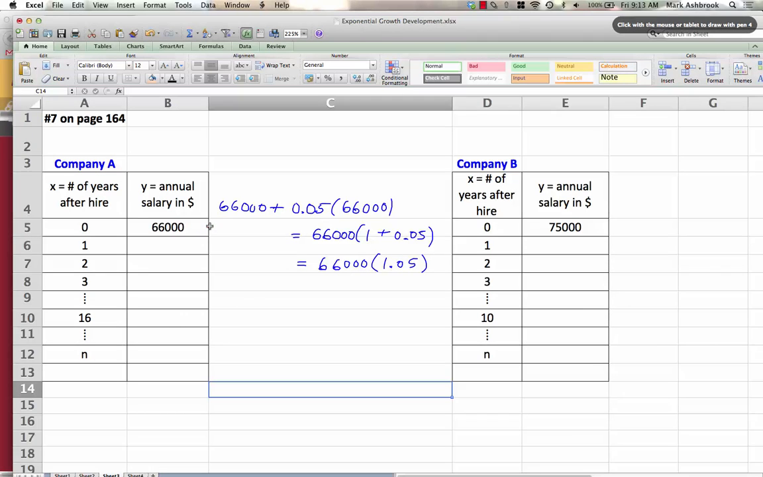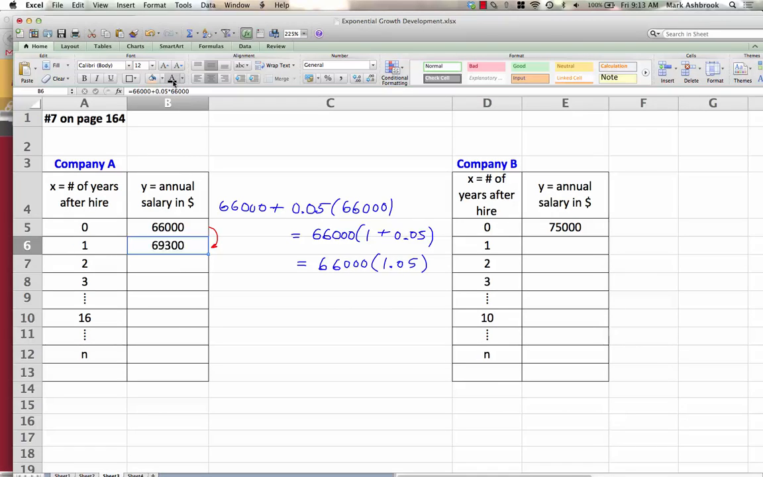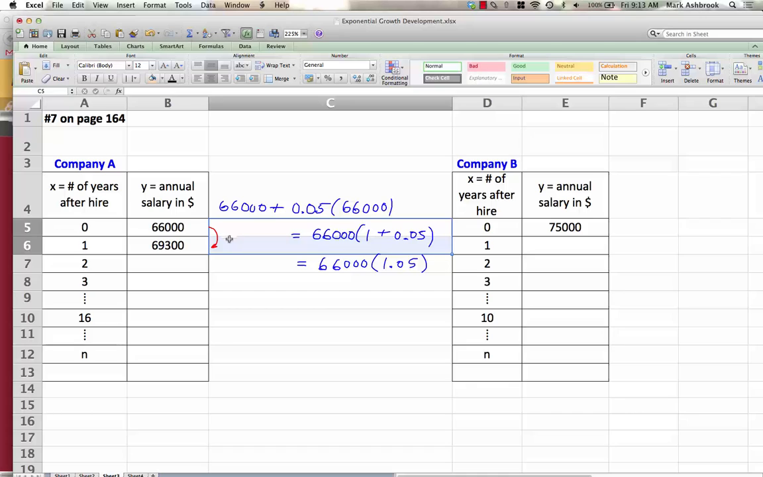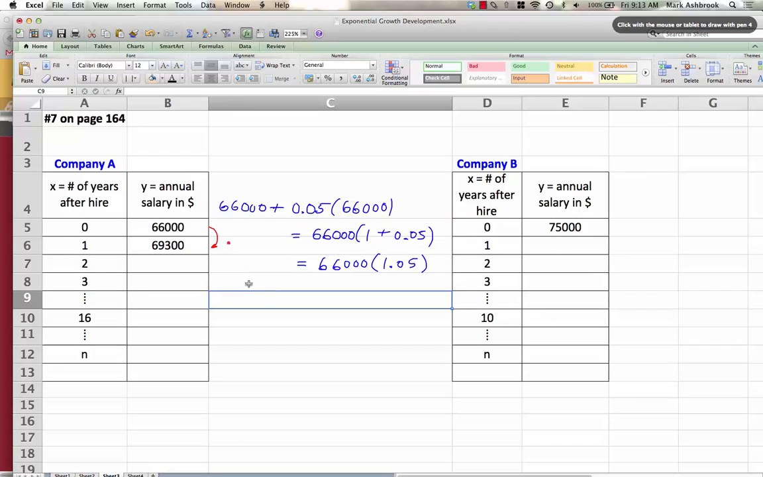So what did we get for that? Did you get 69,300? We can achieve that by taking 66,000 and multiplying by 1.05. What about the next year? How can we find the salary the next year?